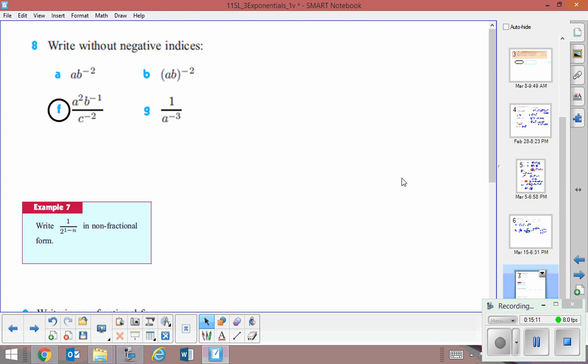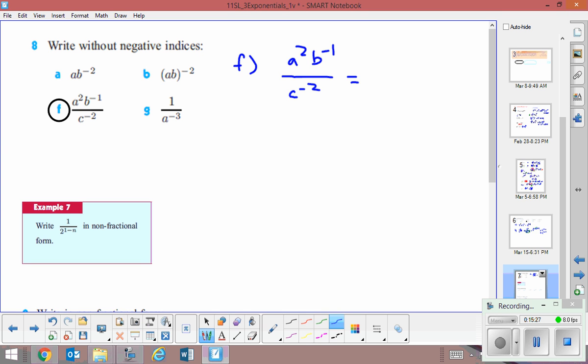All right. Writing without negative indices. So if you look at F, we don't want any negative indices. So this was a bit like our previous example. B to the -1, C to the -2. Then the B to the -1 in the numerator goes down to the denominator. And C in the denominator comes up to the numerator as a +2. So that one's nice and easy.